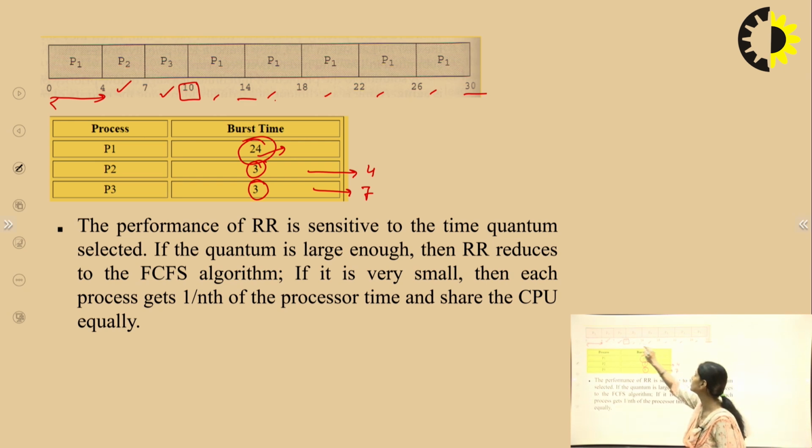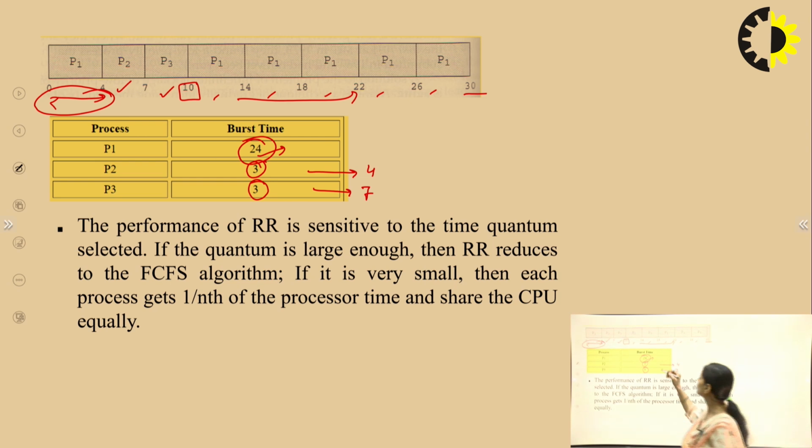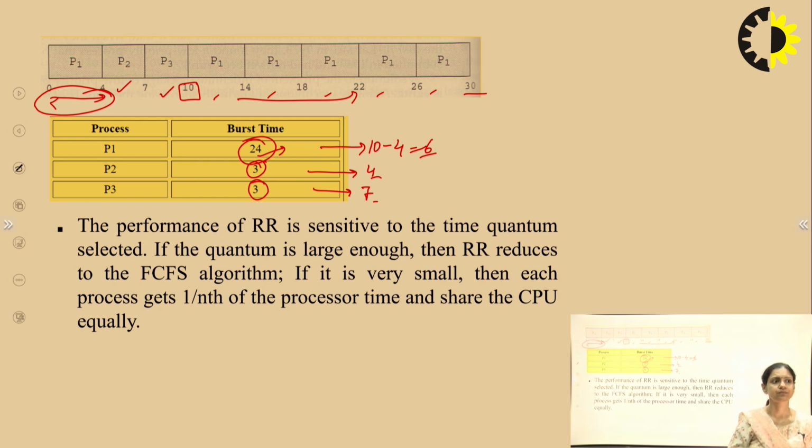After that, it was continuously executing. But for the first 4 milliseconds, it was already executing over here. So, the waiting time for the process P1 is 10 minus 4, that is 6. So, the waiting time for P1 is 6, for P2 is 4 and for P3 is 7. Once you add up all of them and divide by 3, you will get the average waiting time.